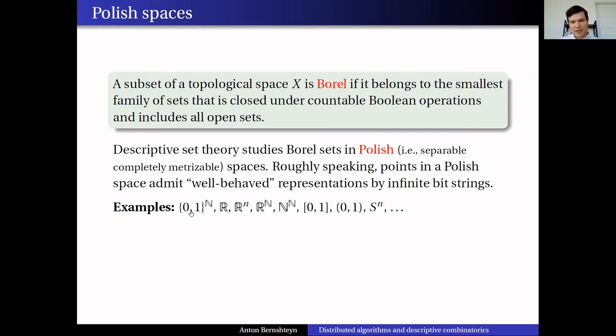So here are some examples. Well, {0,1}^N itself is a Polish space. This is maybe our prototypical example. But also, say, the set of all real numbers. And how do you encode a real number as an infinite bit string? Well, you write it out in binary or something like that. And in this way, you can apply this theory of countable computation to points in R. And R happens to be a Polish space according to this topological definition.